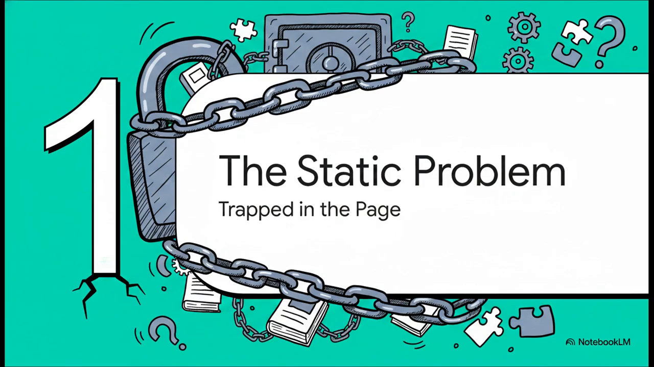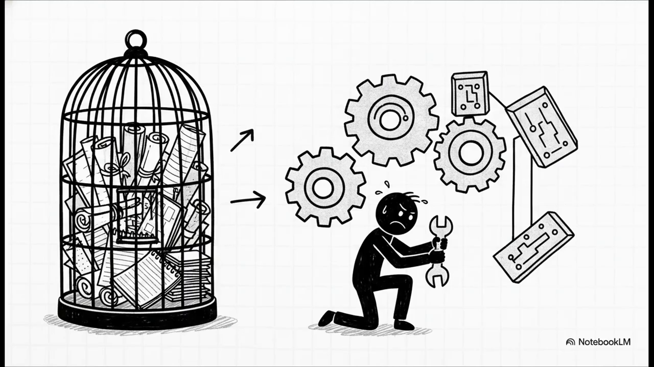Section 1. The static knowledge problem, trapped in the page. To really understand the solution here, we first have to recognize a universal frustration with the way we currently store knowledge. Right now, humanity's most important information is fundamentally trapped. Just think about scientific papers, patents, complex mission specifications, challenge descriptions, technical diagrams. These are absolutely vital formats, right? But they're essentially inert. They just sit there on the page.